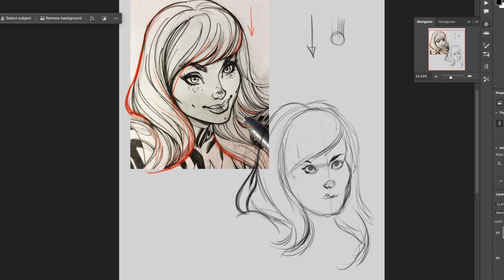Another thing, when you draw mouths, always remember that the lips are actually a membrane. You want to try to avoid making the lips look like pasted cutouts or something like that, right?